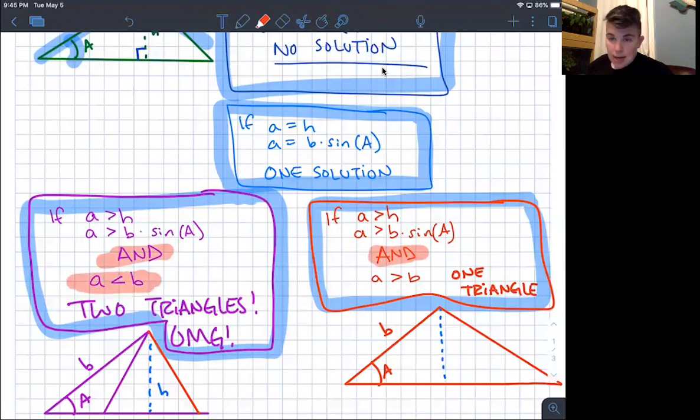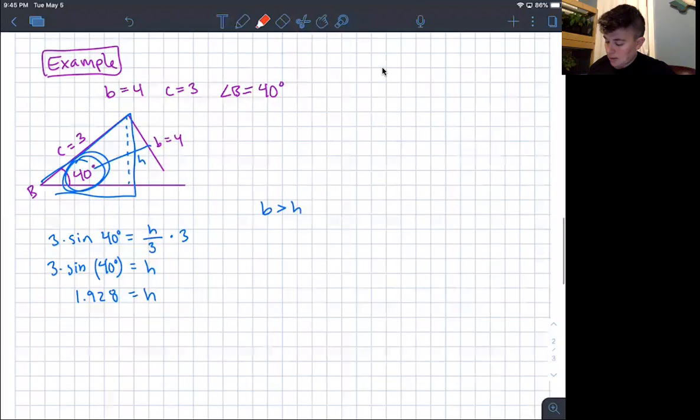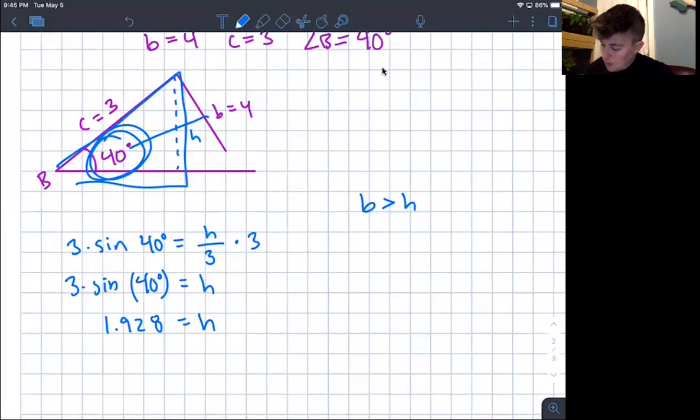Is that side larger than the other side or smaller than the other side? And that's going to tell us where to go. So let's go back down here and check it out. So our extra side is larger than the height, but let's see, what is it in relation to the other side? It is bigger than that side.